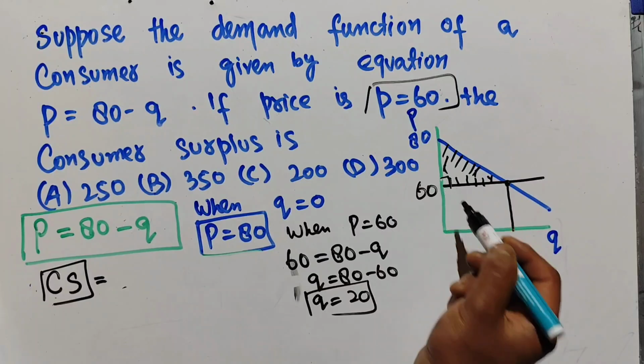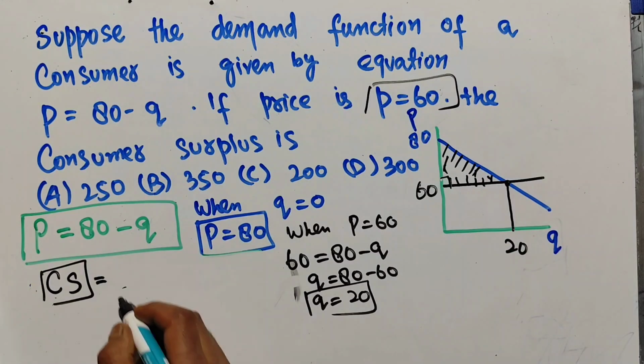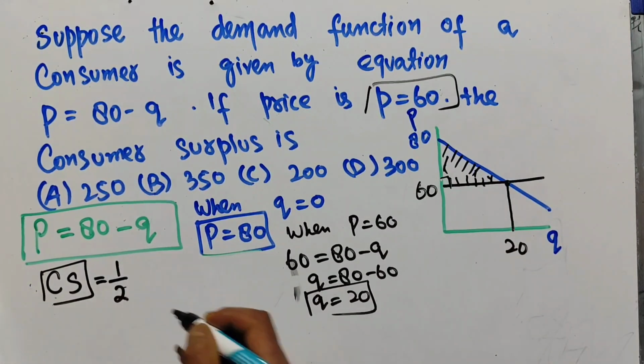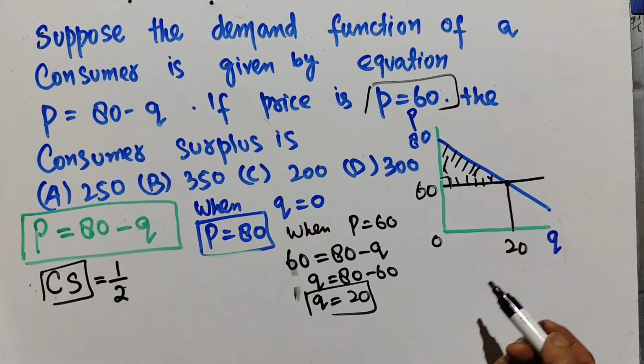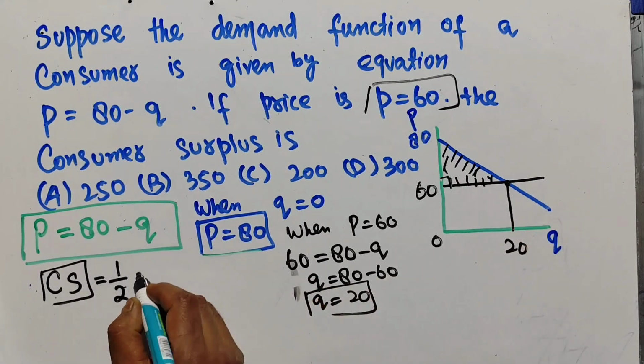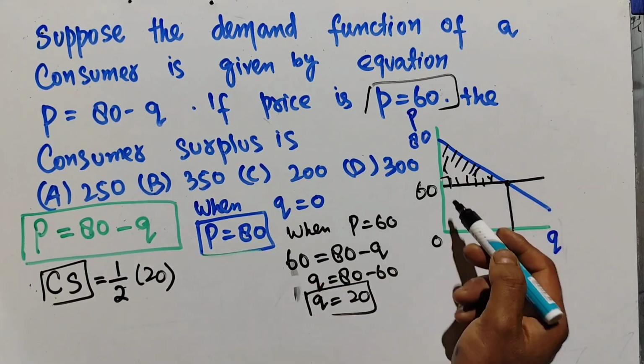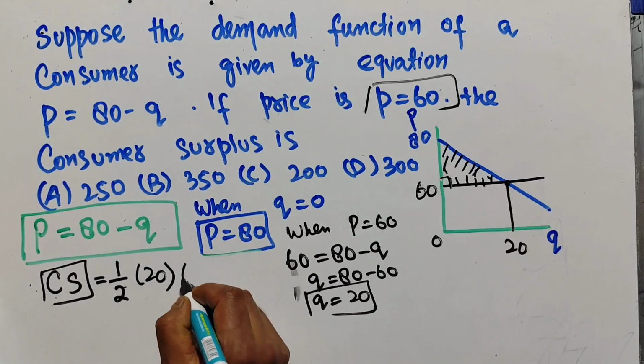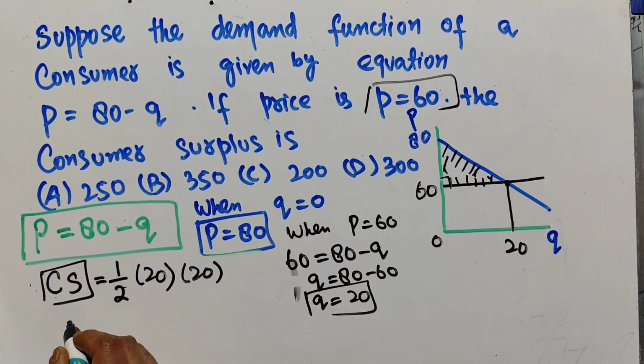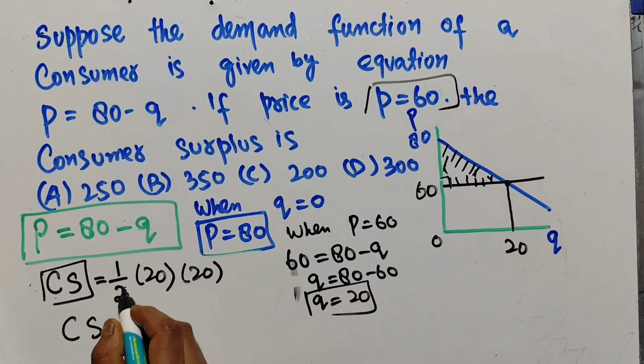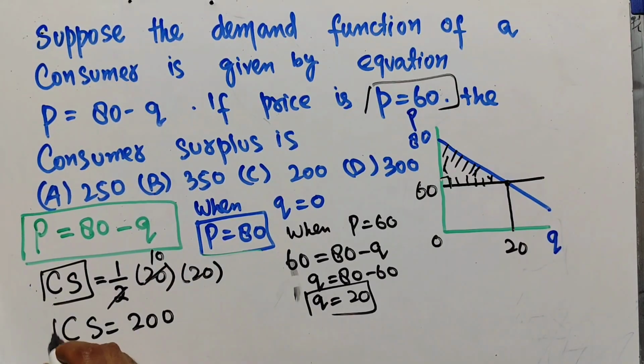So since this is a right angular triangle, its area is 1/2 of what is the base of this very triangle? It is 20. So we have 20 times height is equal to 80 minus 60, which is again 20. So we get consumer surplus, which will be equal to 2 ones are 2, 10s are 20. So we get 200 as the consumer surplus.